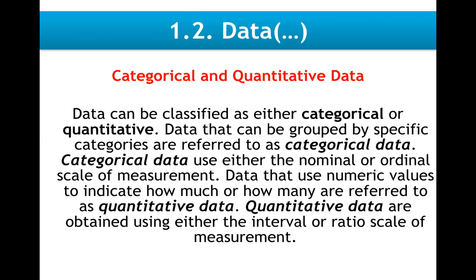Categorical data use either the nominal or ordinal scale of measurement, whereas data that use numeric values, numbers, to indicate how much or how many are referred to as quantitative data. Quantitative data are obtained using, obviously, either of the remaining scales of measurement, the interval or the ratio scale.